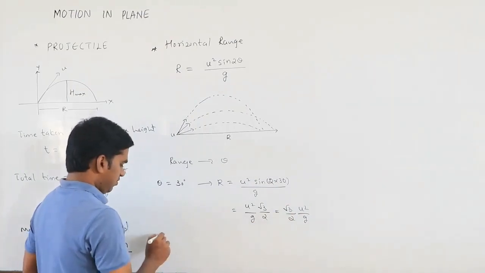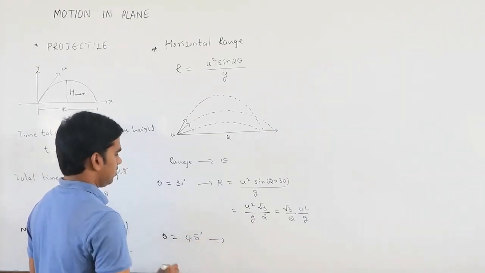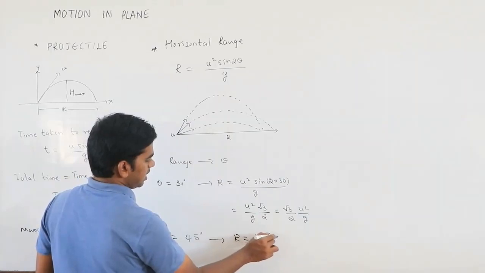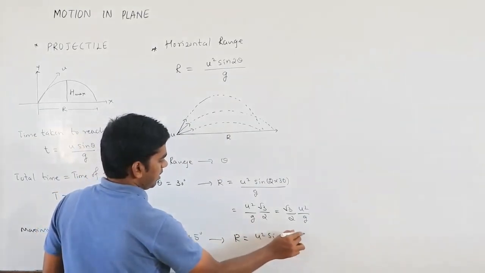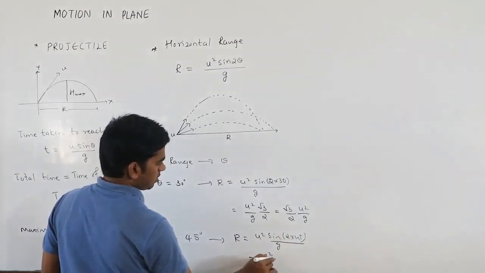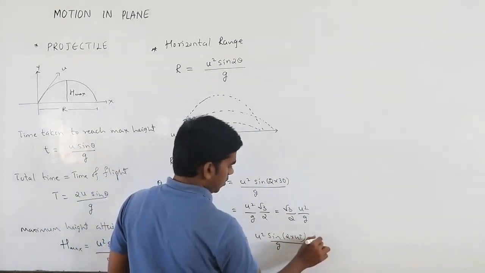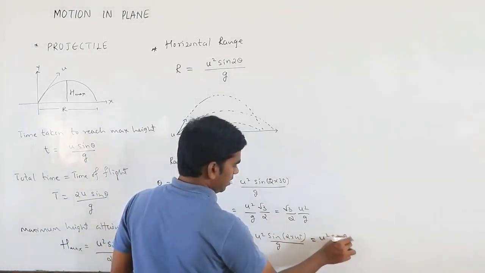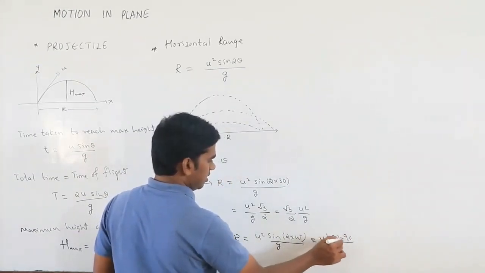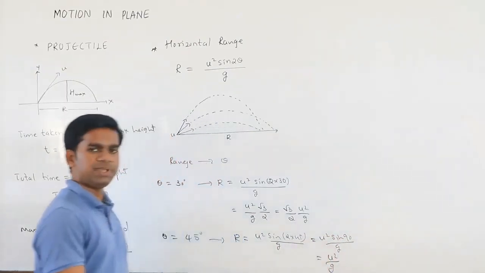So then if you take theta equals to say 45 degree, range is equal to u square sine 2 into 45 divided by g, so equals u square sine 90 divided by g. Sine 90 means 1, so u square divided by g. So this is the maximum we can see.